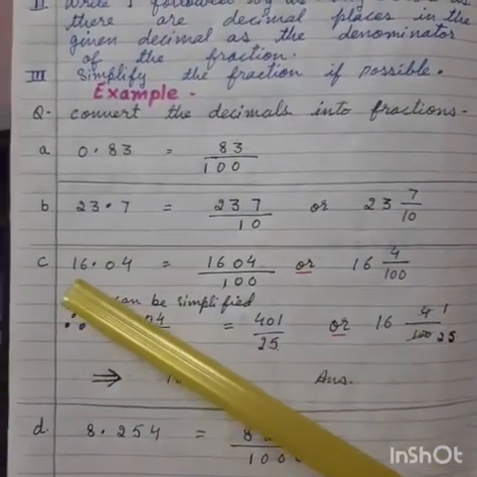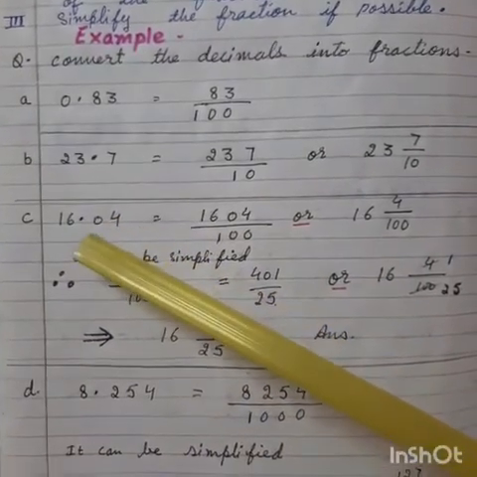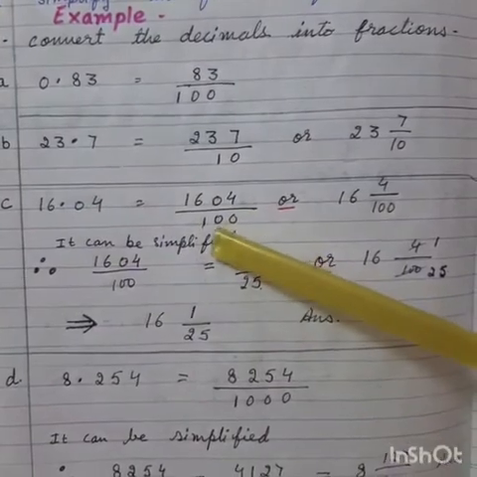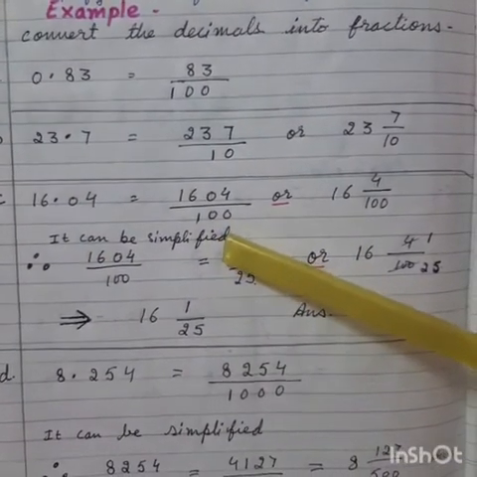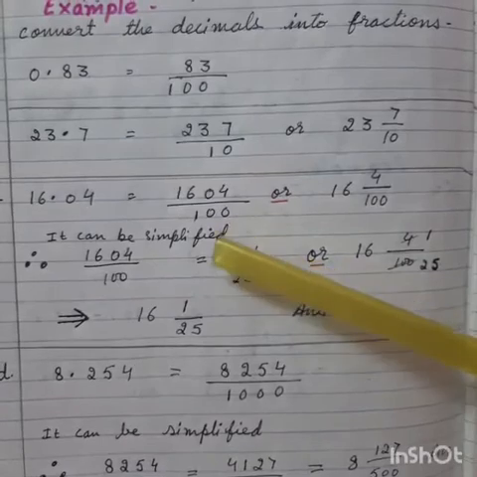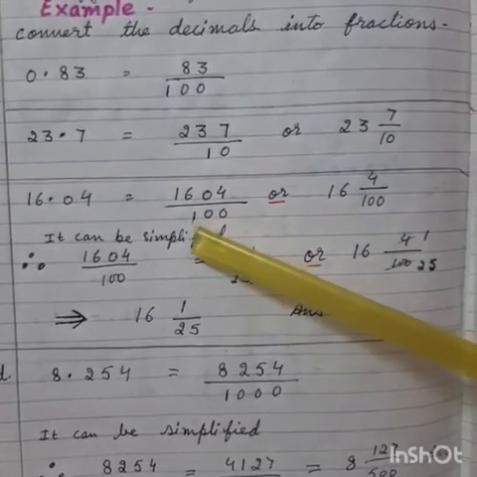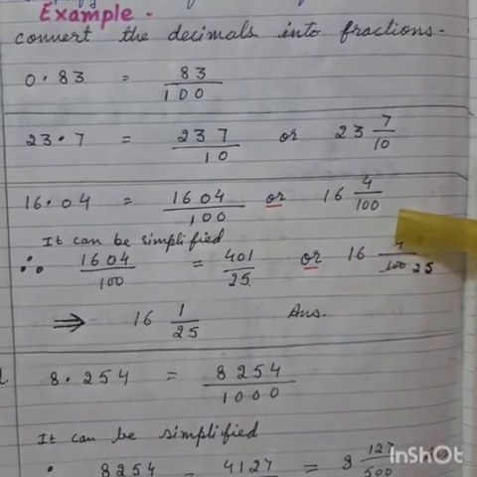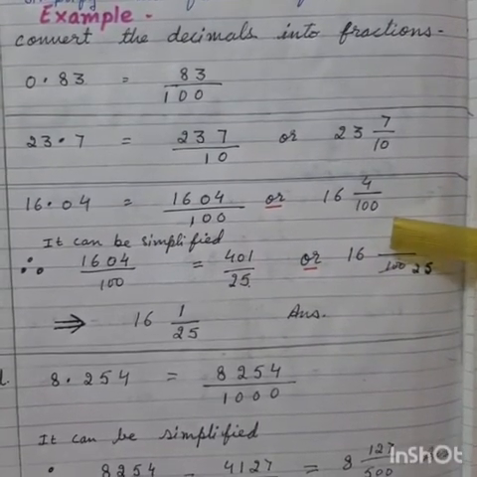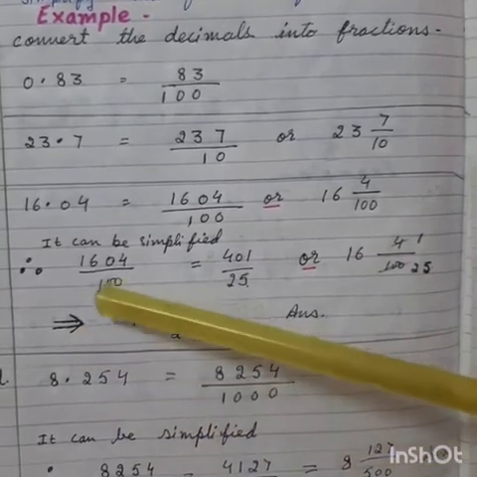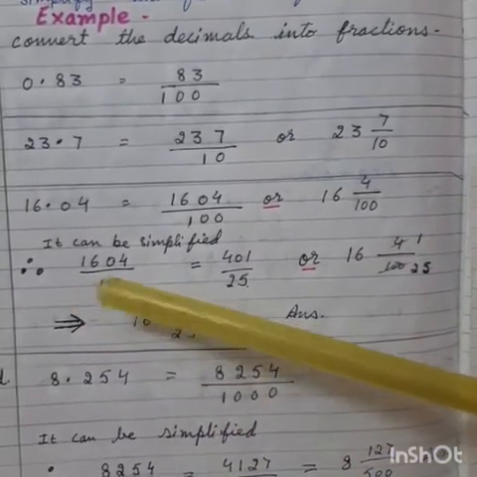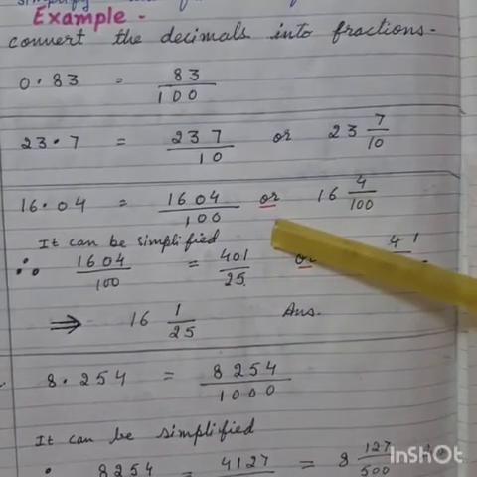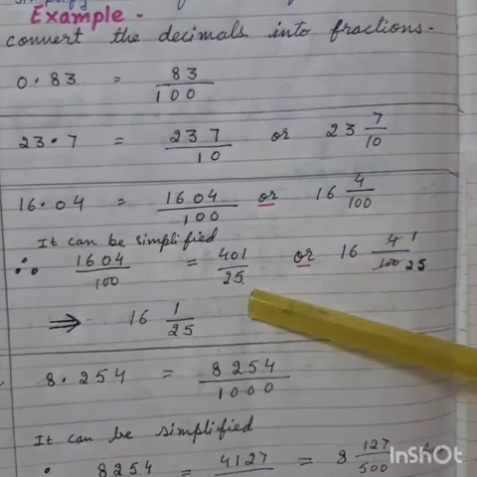Third case, we have 16.04. Now here we have two digits after the decimal. So again we will have two zeros in the denominator and 1 in place of the decimal. Again we will convert it to the mixed fraction. We can also simplify this fraction as this fraction 1604 upon 100 can be reduced to 401 upon 25.